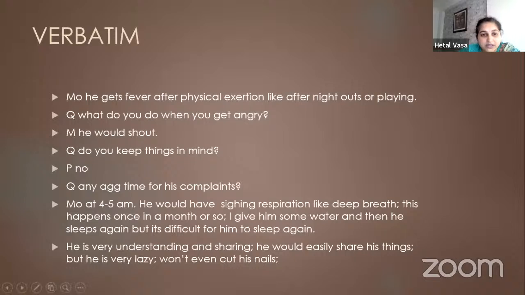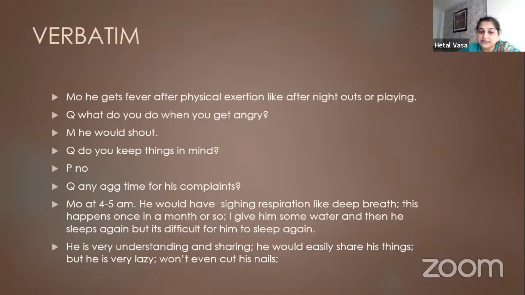Do you keep things in mind? No. Any aggravation time? So I was in general asking whether he thinks too much about the hurts, or does he keep grudges in mind? So the patient says no. Any aggravation time for his complaints? Mother says at 4 or 5 a.m. in the morning, early morning, he has aggravations and he gets up to drink water.